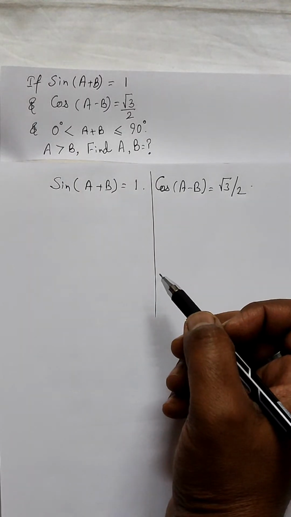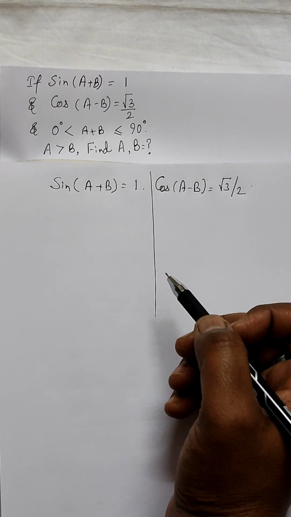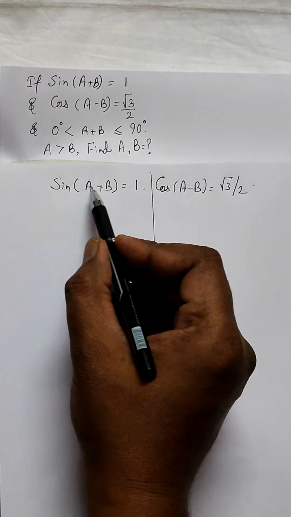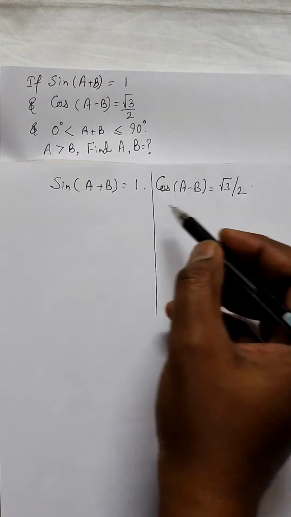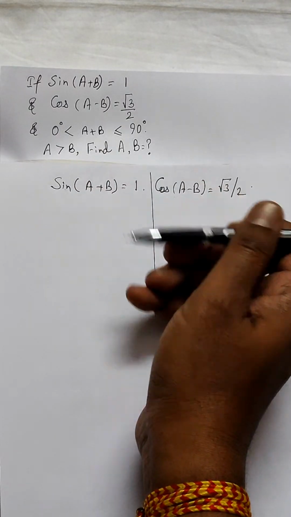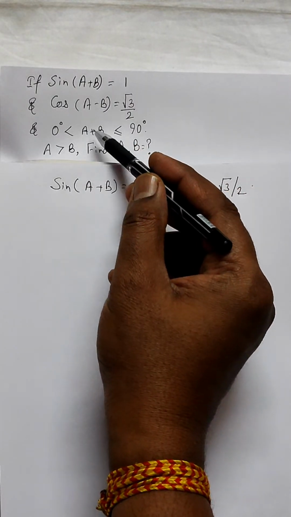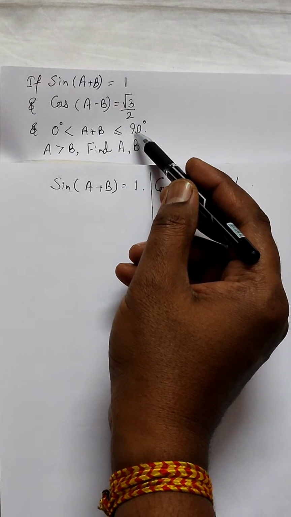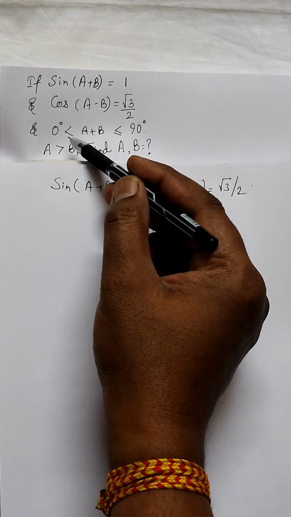I have already put a sort of solution a little while earlier, but I will explain it here in this live session. Since sine of a plus b is equal to 1 and cos of a minus b equal to root 3 by 2, we need to calculate the values of a and b, right? And the condition is also given that the sum a plus b is less than or equal to 90 degrees, and definitely greater than 0, right?